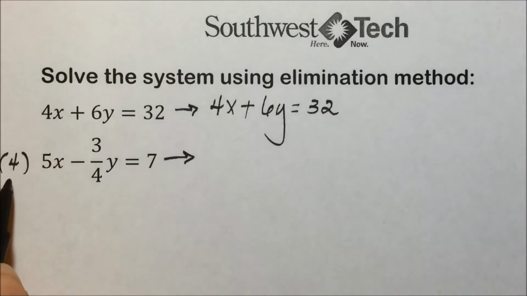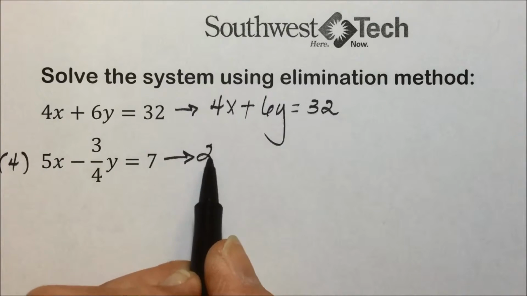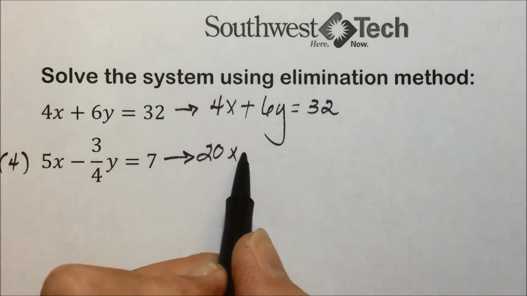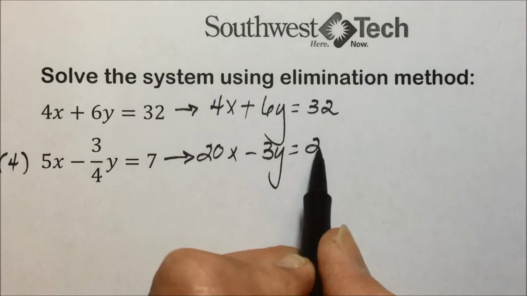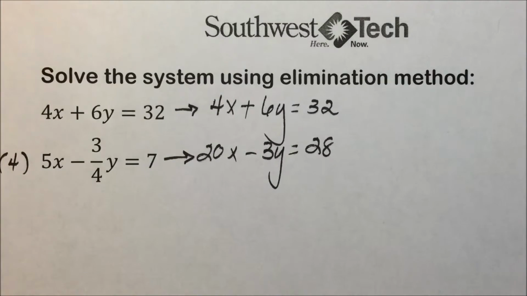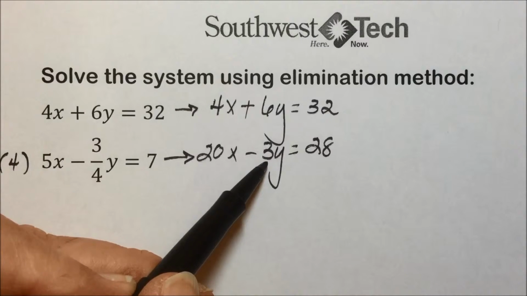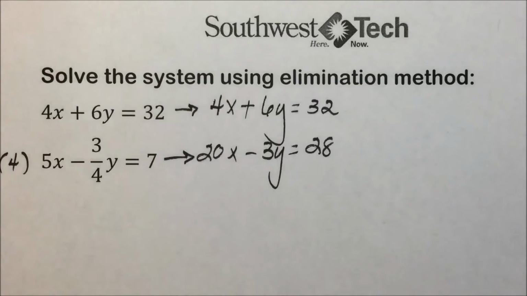Multiplying the second equation every term by 4, we have 4 times 5x is 20x. The 4 in the numerator cancels out the 4 in the denominator, leaving a negative 3y, and 4 times 7 is 28. Now we can play the game of what do we need to do to eliminate one of the variables. And here, if we look at the y's, their opposite sign, that's always a good start.